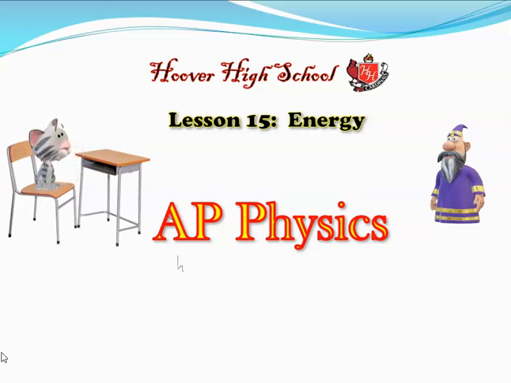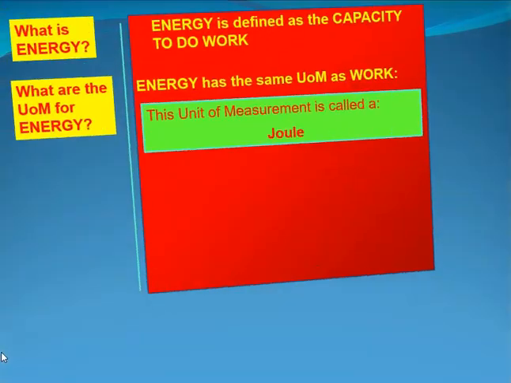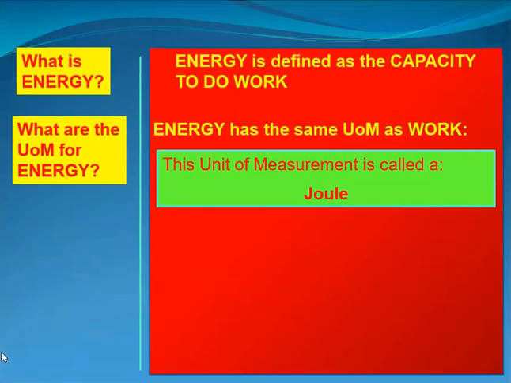AP Physics, we're on to lesson 15 in the summer program, and this is on energy. So what is energy? Energy is defined as the capacity to do work. What are the units of measure for energy? Energy has the same units of measure as work, and this unit of measure is called a joule.